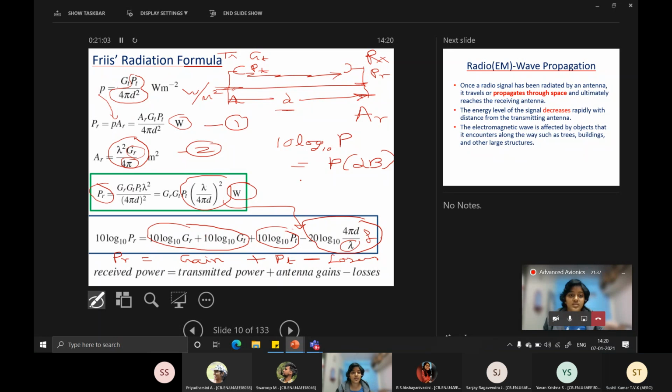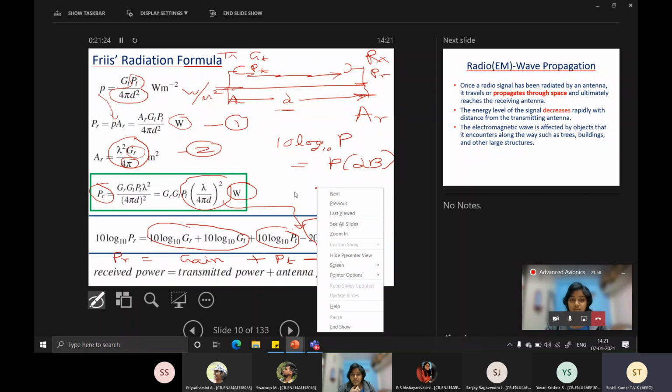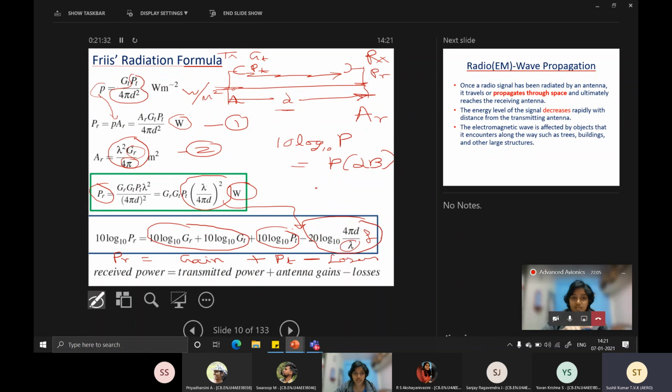Just one doubt: the term PT by 4 pi d square, what is it signifying? It is the power transmitted divided by the area of the sphere at a distance d. That is the power density at a distance d, let's say small p. You're asking about the first equation? PT is the transmitted power. So power density at a distance d is PT by 4 pi d square.